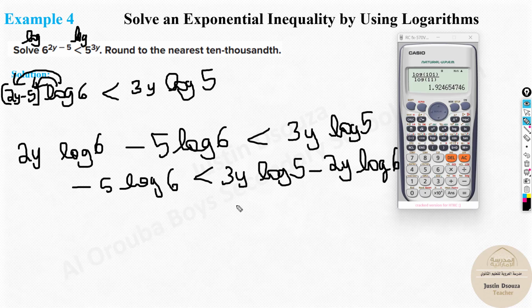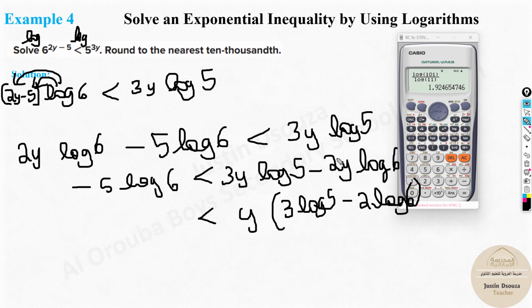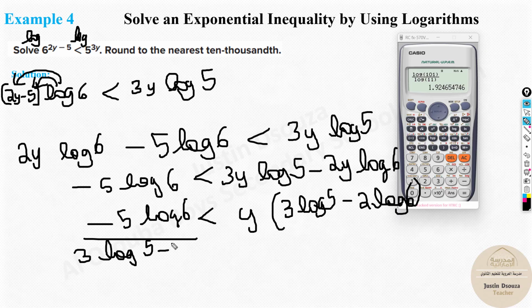Is that okay? And now you can take y common out, because y and y is there. I'm taking y common out. You're remaining with 3 log 5, because y is gone from this, minus 2 log 6. Y is gone, so y is removed. And over here it is minus 5 log 6. Now you can take this entire thing, divide both the sides by this part, that is divided by 3 log 5 minus 2 log 6. Put this in the calculator, you will get the answer for y.